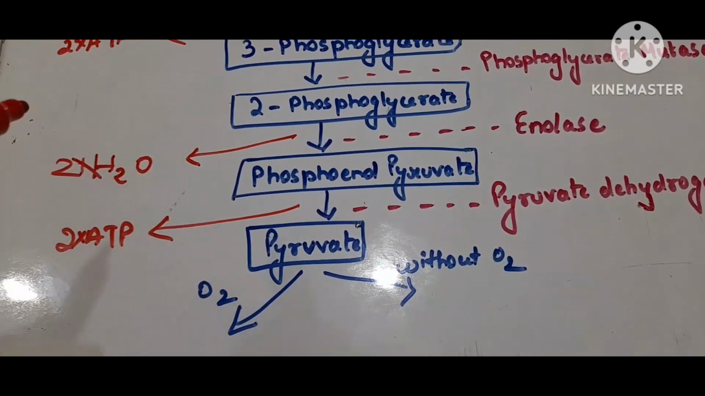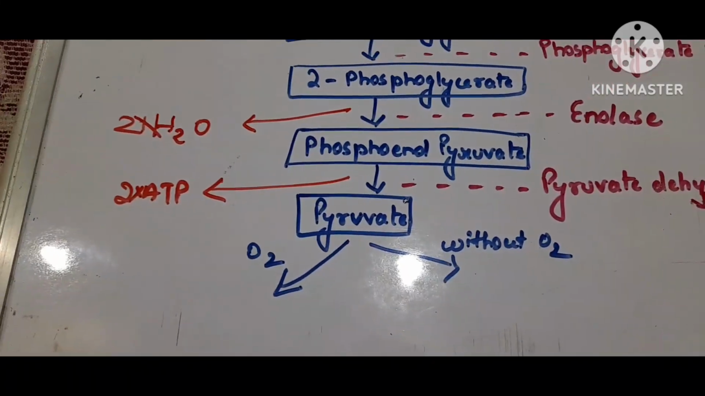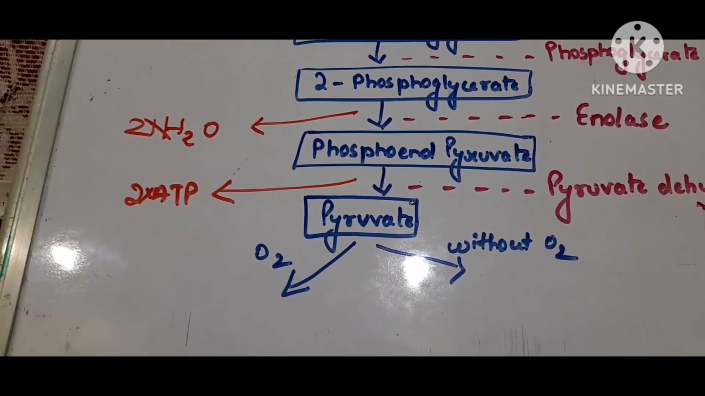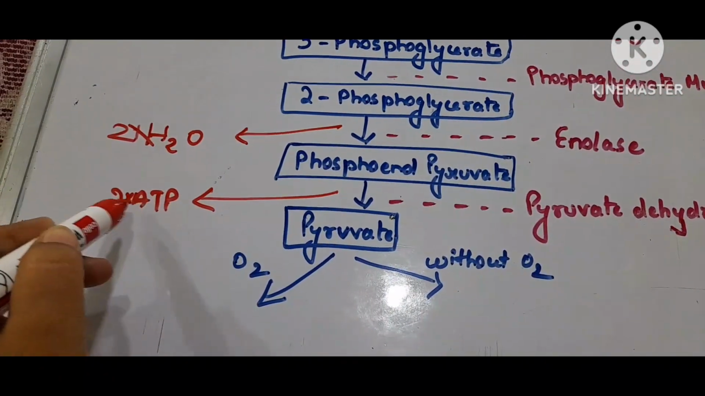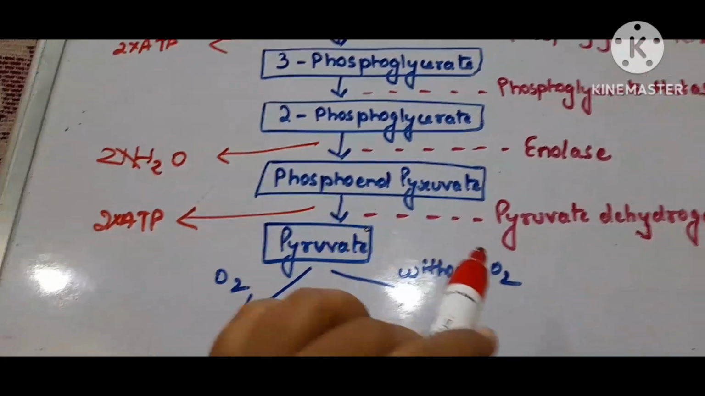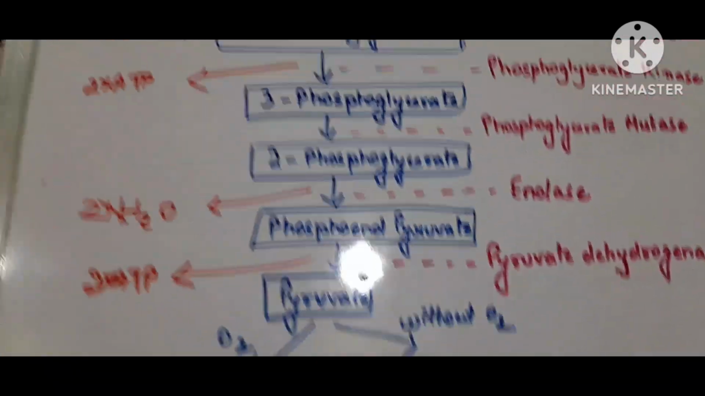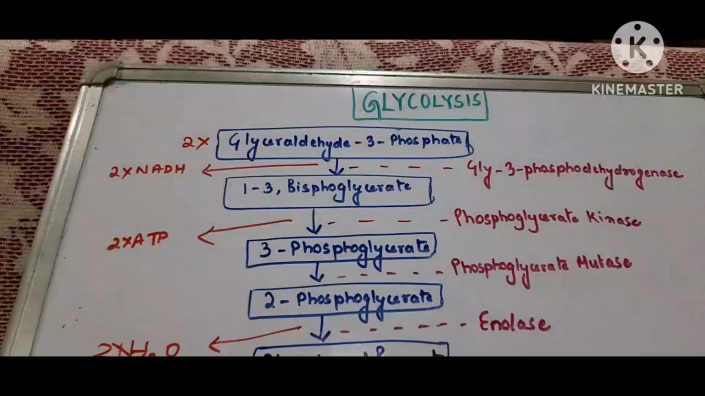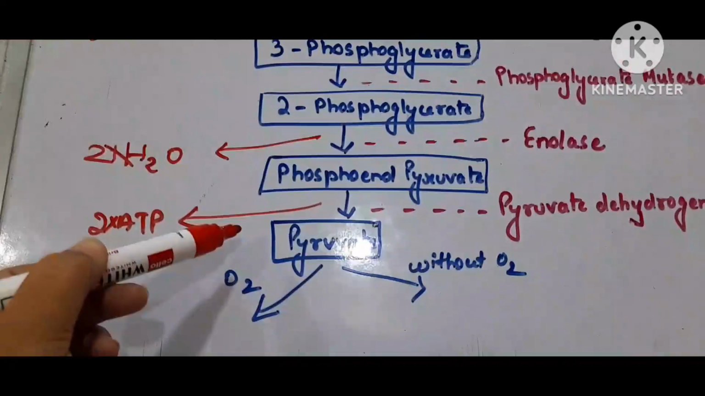Then after this process, phosphoenolpyruvate will convert into pyruvate. Ultimately, what we want in the glycolysis process, the end product, is the pyruvate. Here also 2 ATP are released and the enzyme involved is pyruvate kinase. So this was the 10-step reaction of glycolysis. Ultimately the end product that we get from glycolysis is the pyruvate.